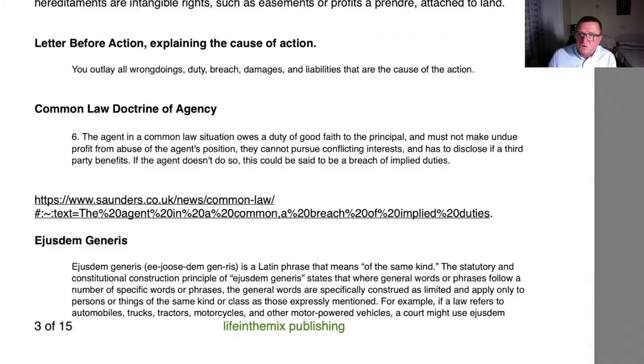And if their claims are not valid, in accordance with my rights in common law, then YouTube, you're not in any bother at all. This third party is. So it's important as a good faith to the principal. It has to be disclosed, third party beneficiaries. If the agent does not do so, this could be said to be a breach of implied duties.